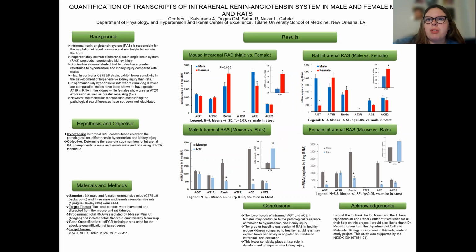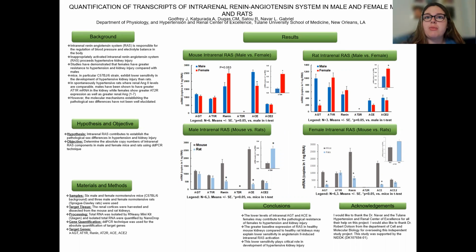When RAS is inappropriately activated, hypertensive injury, kidney injury can arise. Studies suggest that females are more resistant to this injury compared to their male counterparts. Mice especially seem to have a lower sensitivity to kidney injury compared to rats. However, the molecular mechanisms of this have not been well elucidated. The question of this project then was determining whether intrarenal RAS contributes to the pathological differences seen between sexes and species in hypertension and kidney injury.